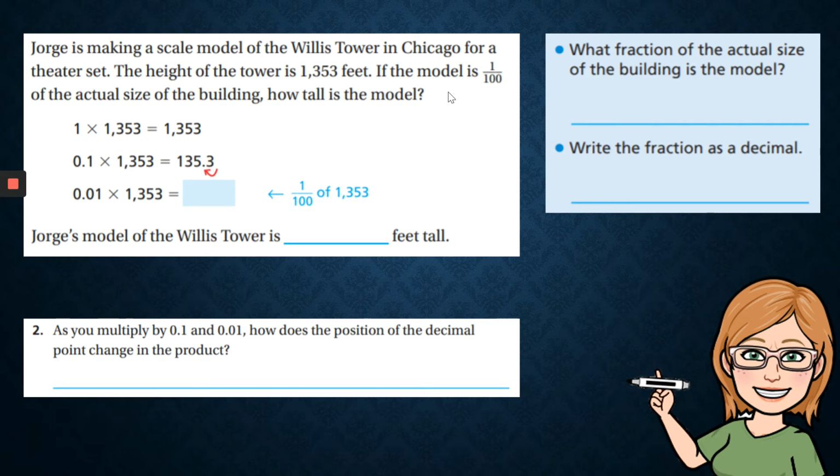George is making a scale model of the Willis Tower in Chicago for a theater set. The height of the tower is 1,353 feet. If the model is 1/100th of the actual size of the building, how tall is the model? We're going to follow that same principle as the last video, but instead of moving to the right, it is now going to move to the left. So however many place values after the decimal, that is how many times the decimal will move to the left.